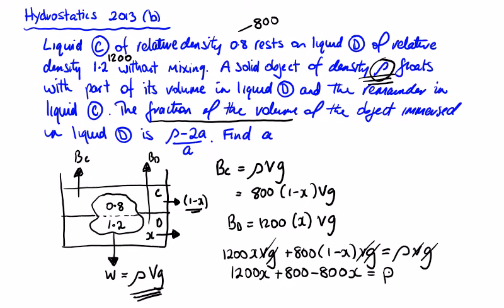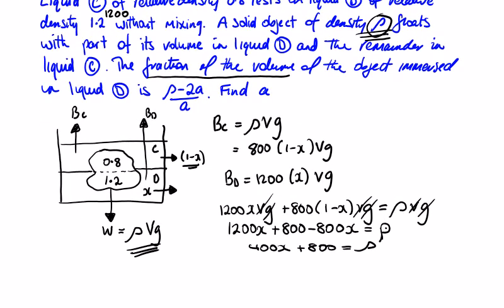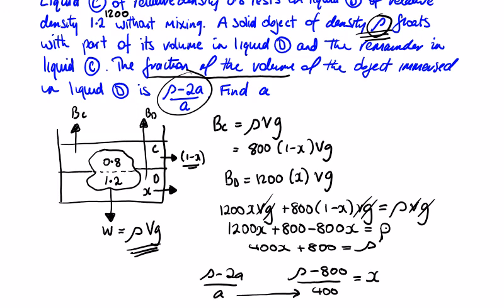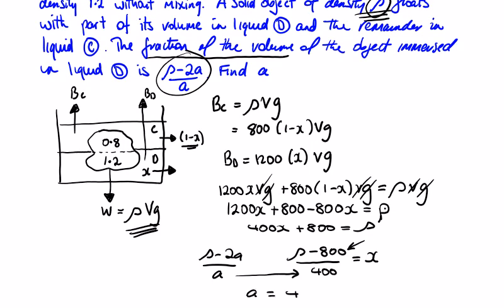We're trying to simplify to get the fraction of the volume immersed in liquid D, so we're looking for x. So 400x plus 800 is equal to ρ. So (ρ − 800) divided by 400 is equal to x, and does that help us? We have (ρ − 2a) over a, and we can see the relationship: a on the bottom is 400, and 2 of them on the top gives 800. So a is equal to 400.